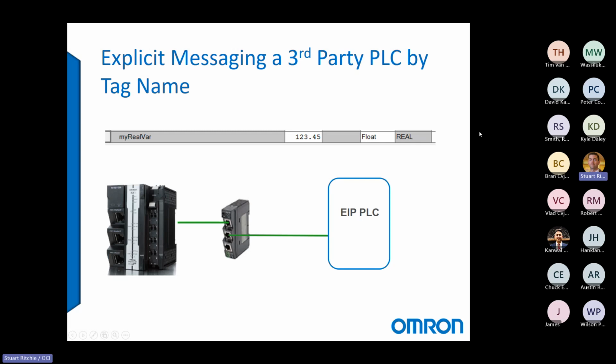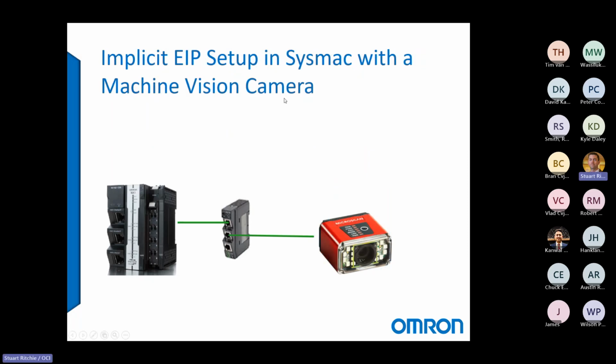So that was a third-party PLC tag name based explicit message. Now we're going to do something called an implicit connection, and we're going to be using a smart camera. This is a Microscan camera. Omron purchased Microscan, and we've rebranded them; it's now the Omron F440 and V430. We have a number of different cameras in the series, but the one in particular that I have is an older one, and it's still considered a Microscan camera.